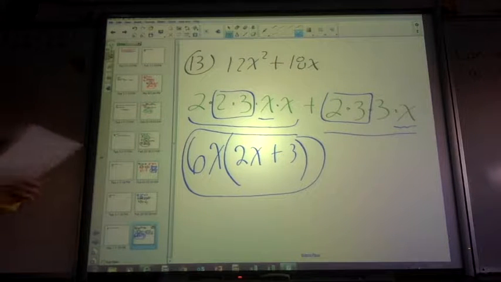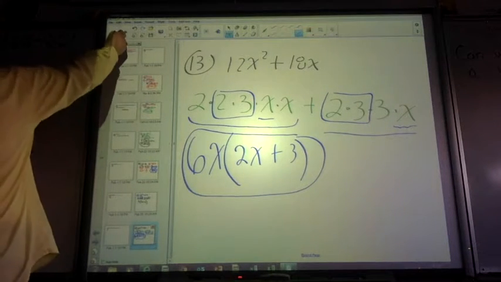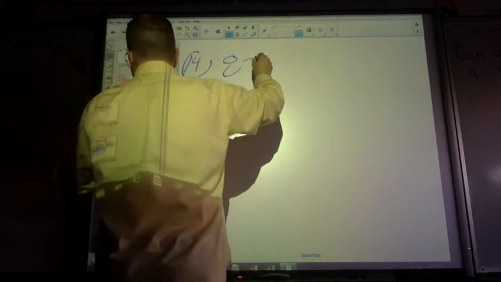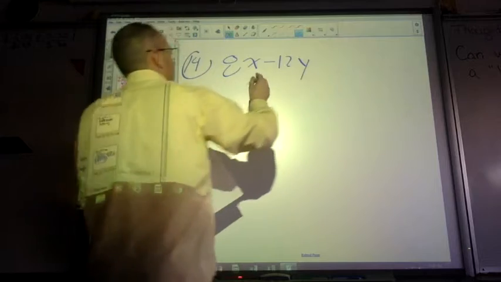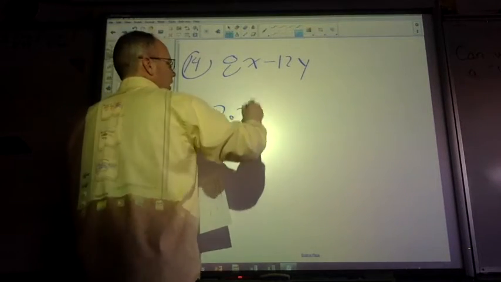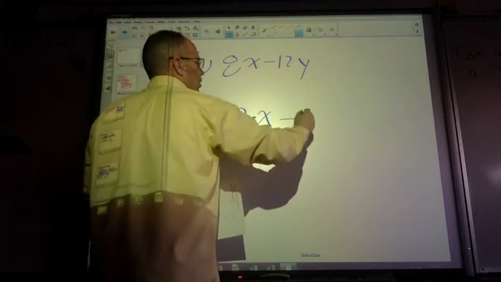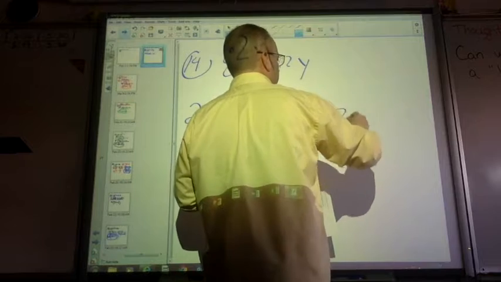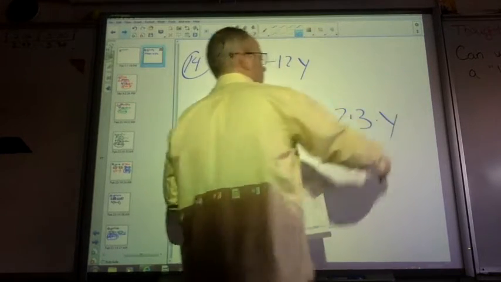14. Right? 14. I have 8x minus 12y. Let's break 8 up to 2 times 4. 4 breaks down to 2 times 2. And then I have an x. Minus 12 breaks down to 2 times 6. 6 breaks down to 2 times 3 times y.